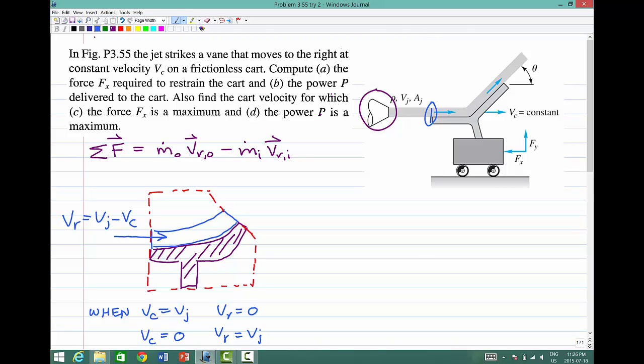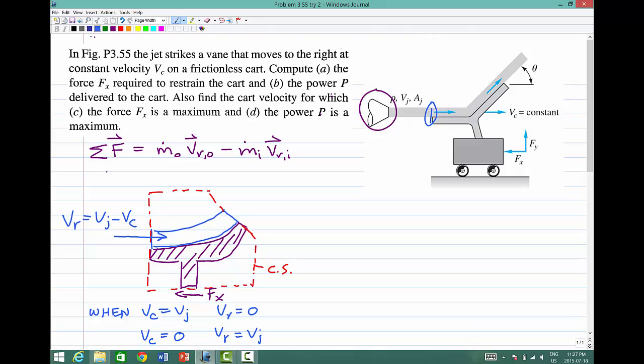And what we're after here, of course, is the force Fx, and I'm going to put it in that direction because realistically we know that to keep the cart from accelerating to the right, we're going to need a force to the left. So the fluid enters this red control volume. This is the control surface of the control volume. It enters the red control volume at a velocity Vr equal to Vj minus Vc.